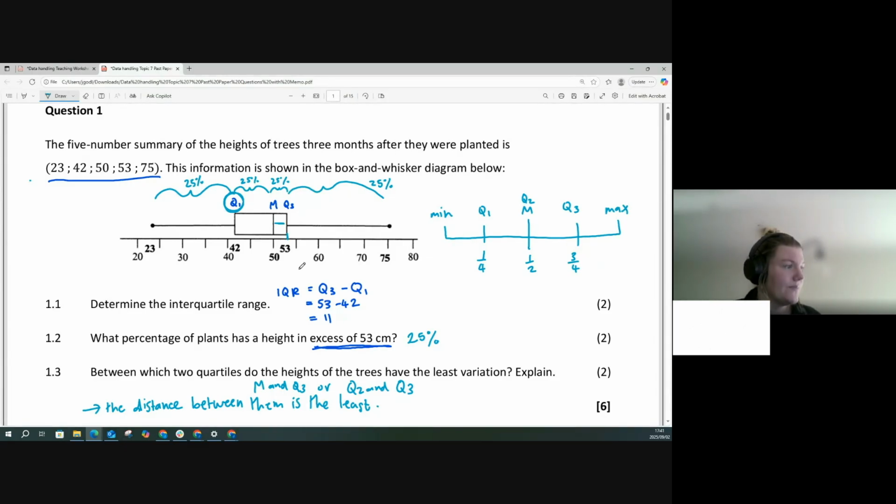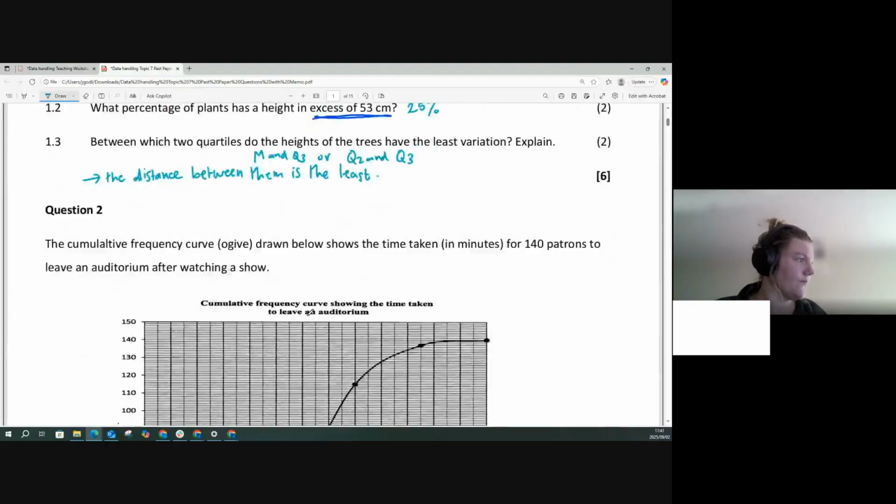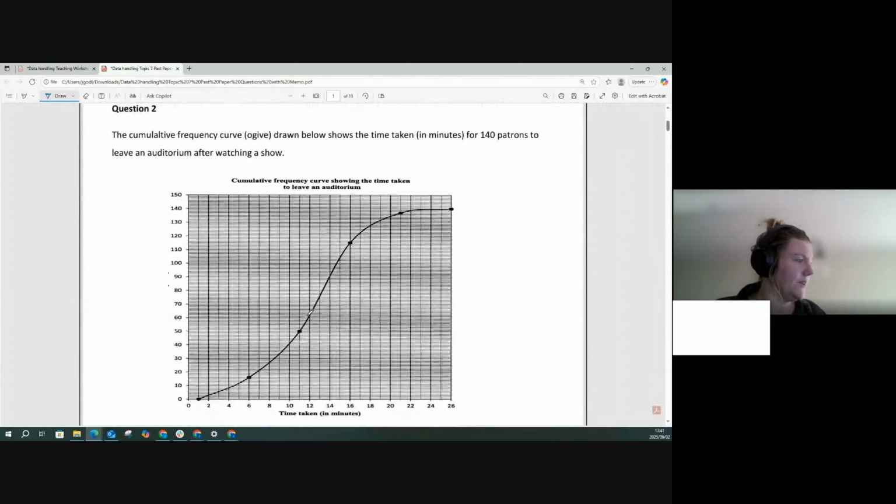Okay. All right, screenshots, and then we move on. Cool. I'm going to have to zoom out for this one.